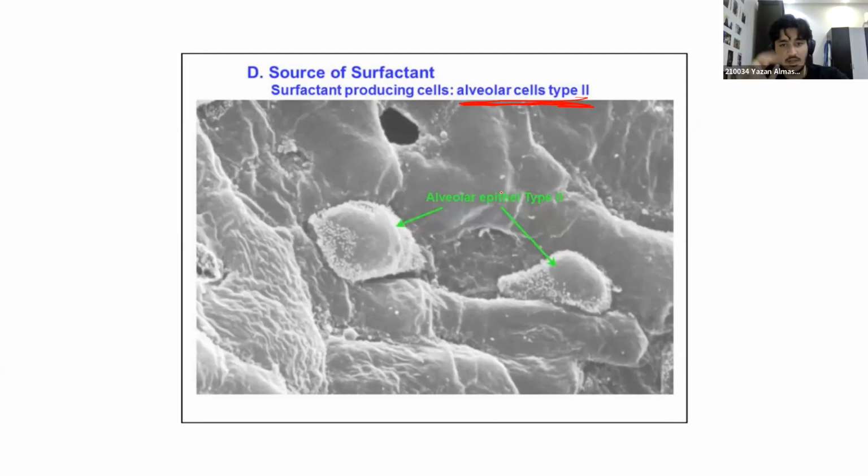Type 2 pneumocytes or alveolar cells are the ones that produce surfactant. Just know it as a fact. There is nothing much to understand in it.